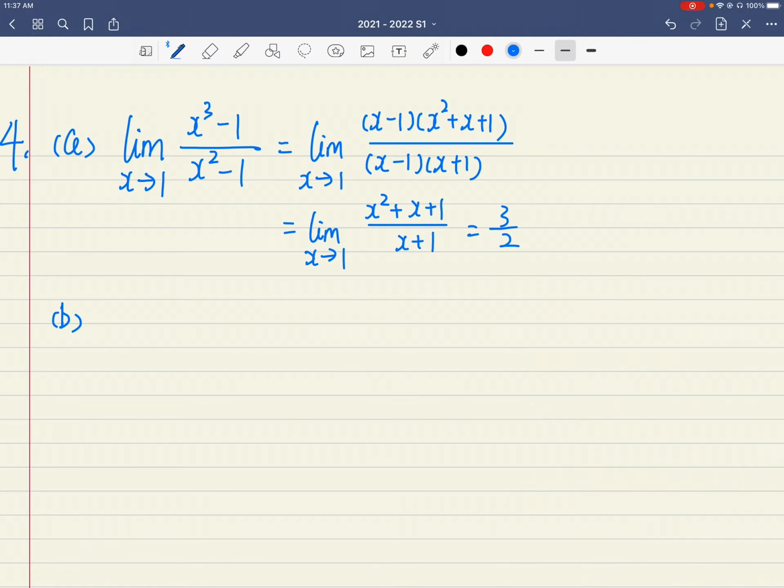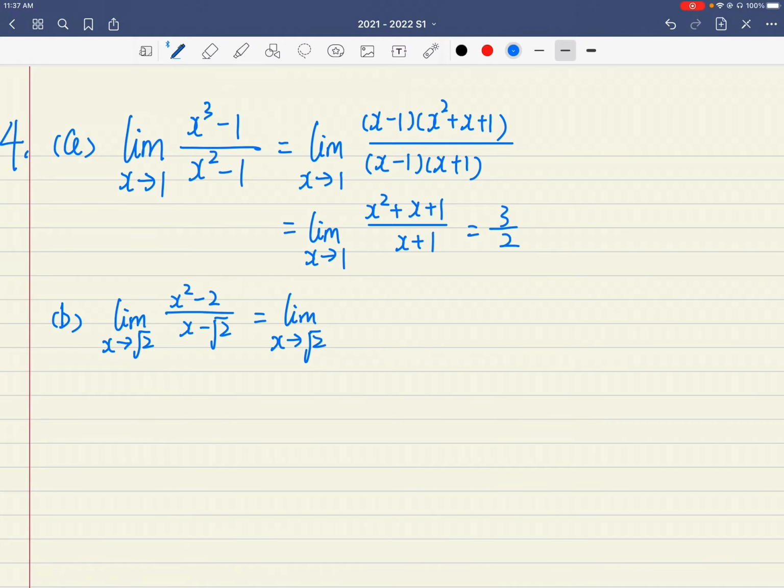Part B, very, very similar. Again, always try substitution. If you try substitution, the bottom is square root of 2 minus square root of 2, which is 0. The top, square root of 2 squared minus 2, is also 0. So trying substitution, it's 0 over 0. So again, there should be a common factor.